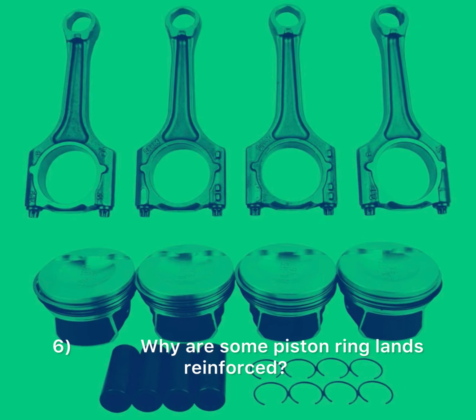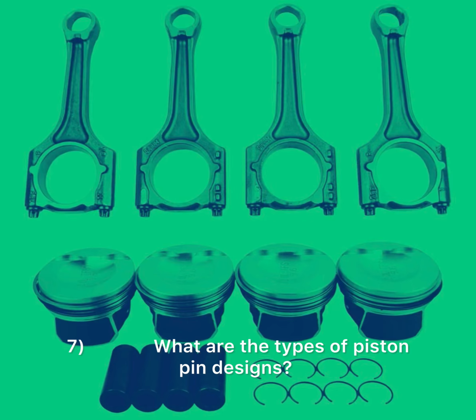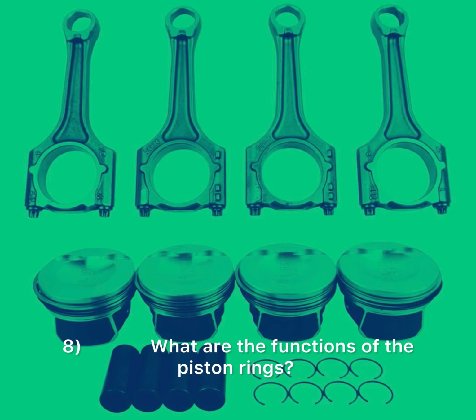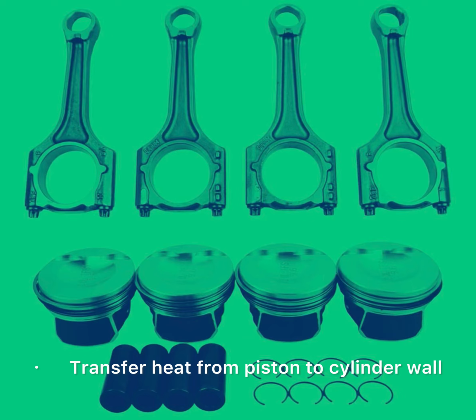6. Why are some piston ring lands reinforced? Control heat expansion. Reduce wear. 7. What are the types of piston pin designs? Full floating, press fit. 8. What are the functions of the piston rings? Seal against gases. Control lubrication. Transfer heat from piston to cylinder wall.